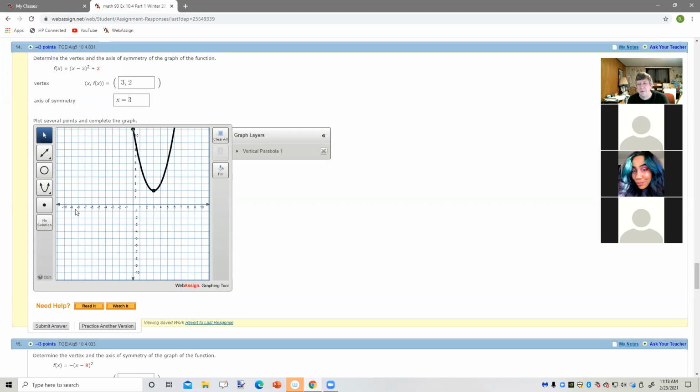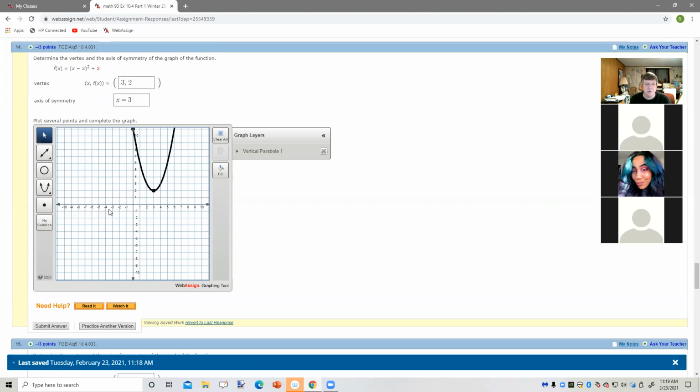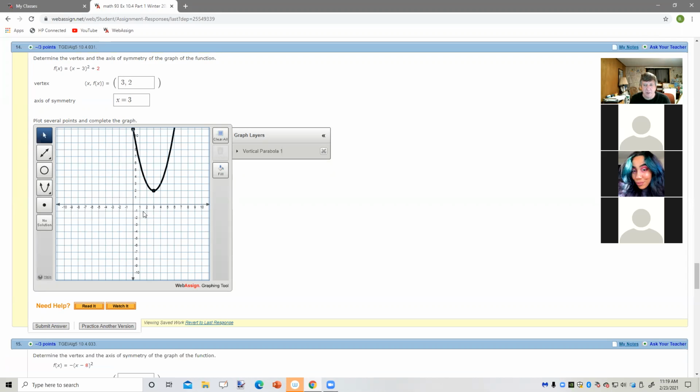Now if you're graphing freehand on a piece of graph paper, you've got to find way more than that. You've got to find the vertex and several points to get the shape. But in WebAssign, all you need is the vertex and one other point.